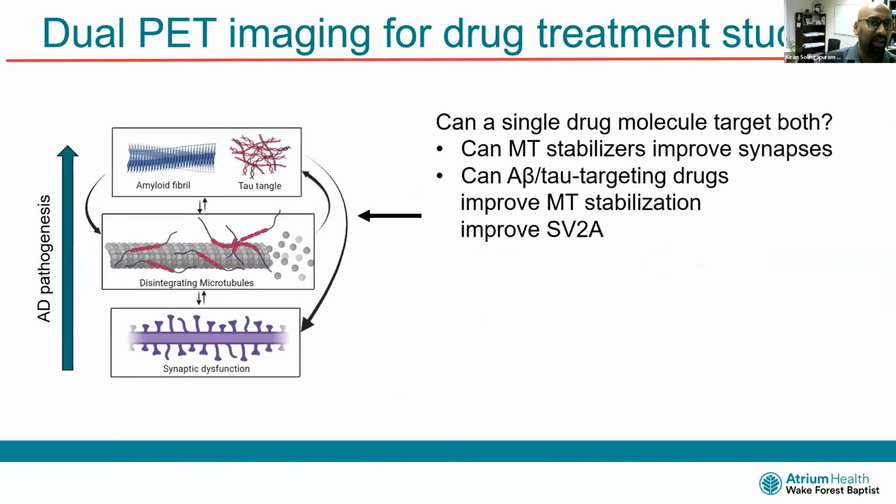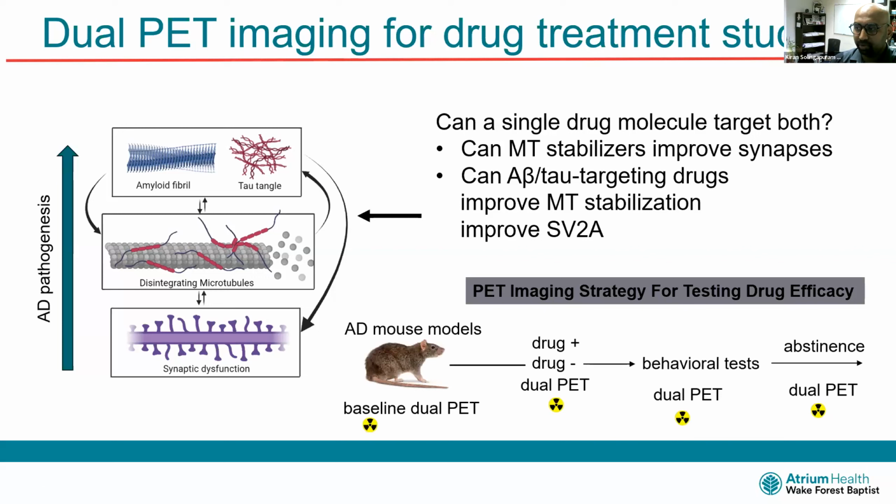Another important use is a drug treatment strategy. That is, can a single drug molecule target both? For example, do microtubule stabilizers improve synapses, or can A-beta and tau targeting drugs improve both? That's work in progress right now. We are currently pursuing this option, where we are doing the AD mouse model, doing the baseline, and treating the animals with microtubule stabilizing and synaptic drugs. We're also doing some behavioral tests to see whether it comes back to normalcy.